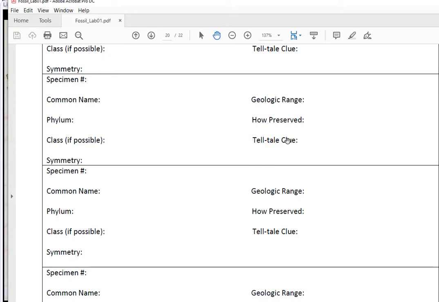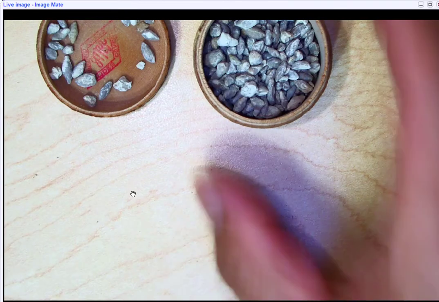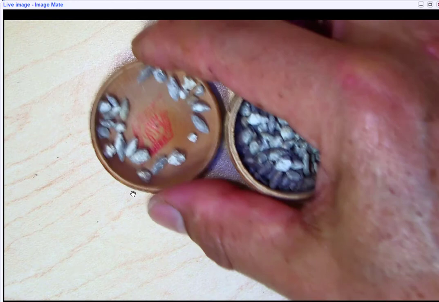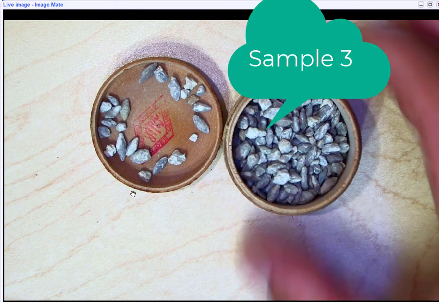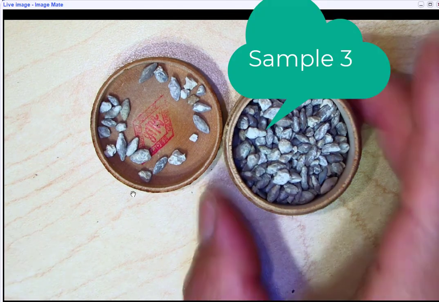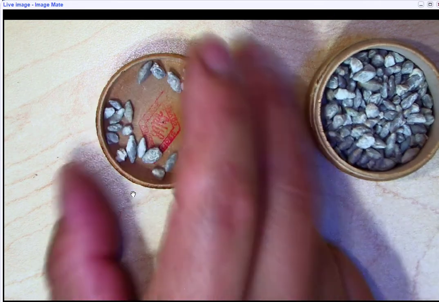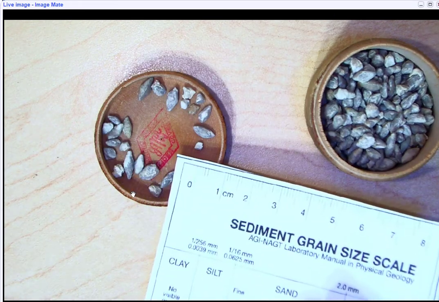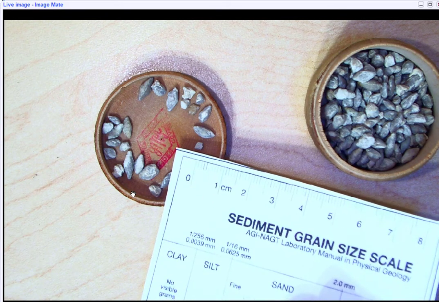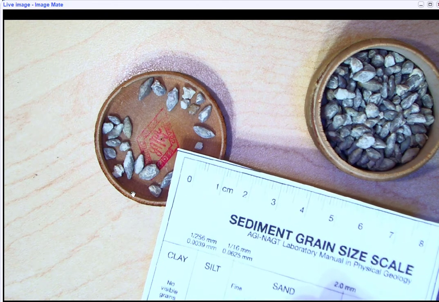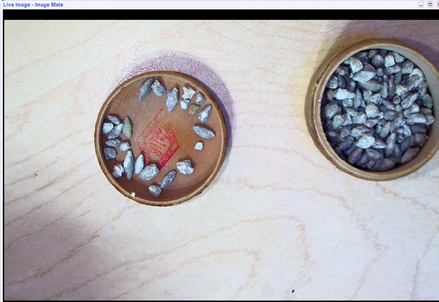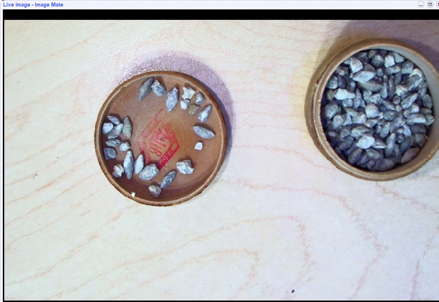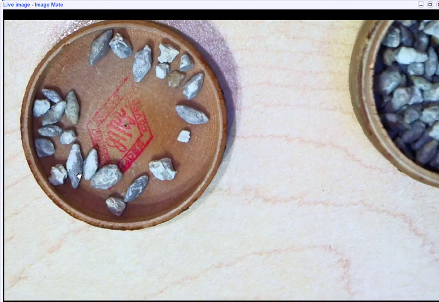All right, so let's look at sample number 3. I have a little vial of these, and you can see that they're almost like little grains of wheat. Their diameter is on the order of about 5 or 6 millimeters at the largest, so they're small. Let's zoom in a little bit more on these. Yeah, they're kind of like little grains, and they have this rolly appearance.